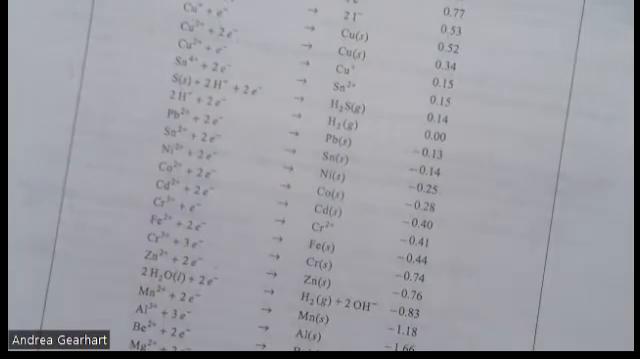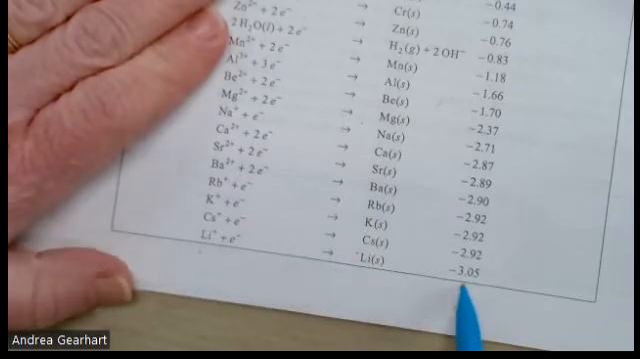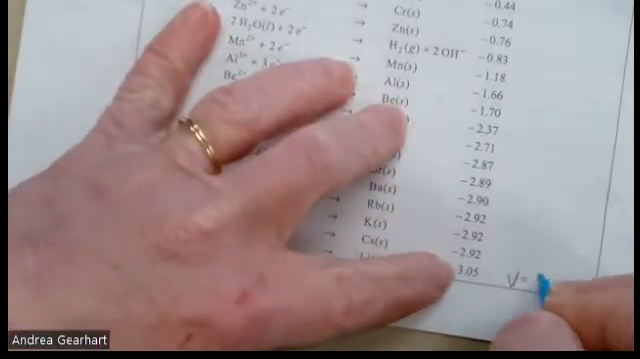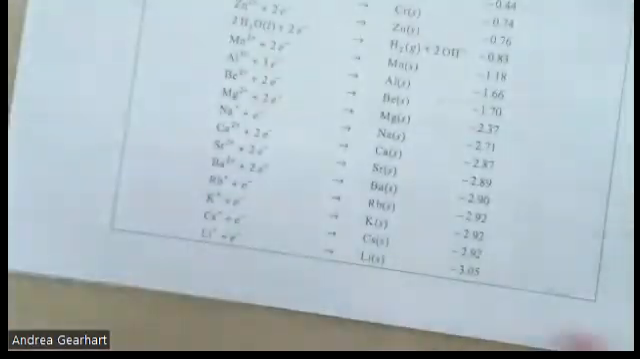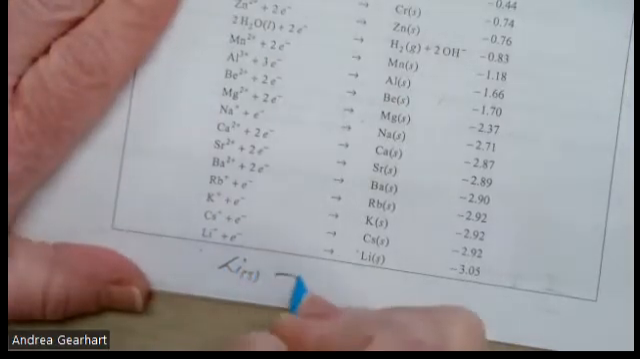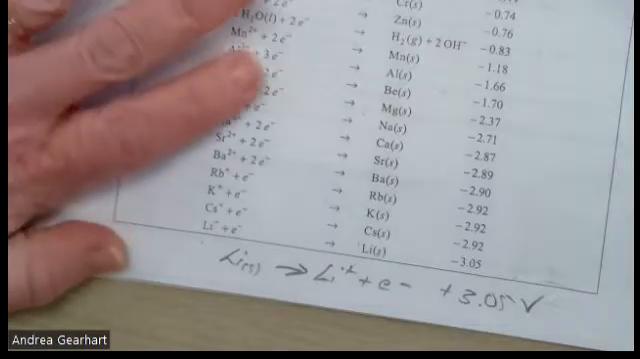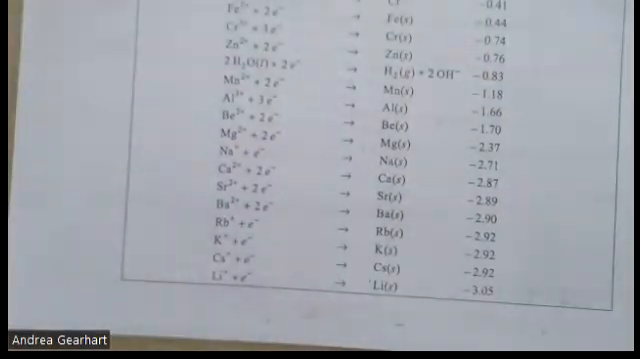However, the opposite process, the lithium ion reducing to elemental lithium, is going to require us to put in, remember, a volt is a joule per coulomb, so to put in that much work per coulomb. But if we flip it, so if lithium would oxidize, if lithium would lose an electron, then it would become a positive 3.05 volts. Okay, you can cite this table whenever you need it.